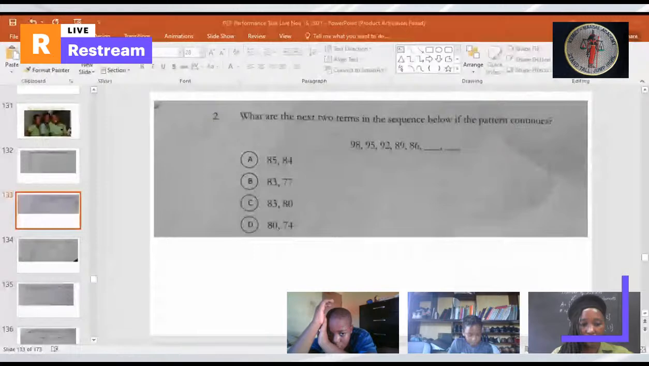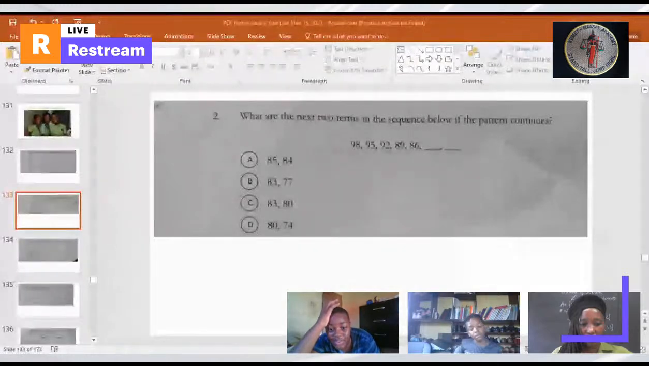And the answers are, all right, A. 85 and 80. So what is the pattern? Miss, you decreased by 3.